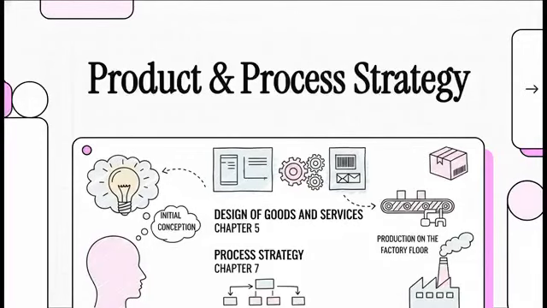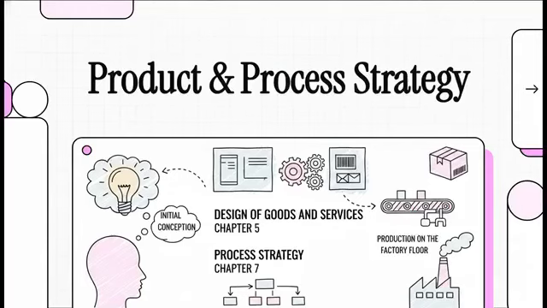We're about to trace the absolute wild journey of a product, from the moment it's just a tiny spark of an idea in someone's head, all the way to its full-blown production on the factory floor. Consider this a sneak peek into your upcoming operations management lectures, specifically diving into Chapter 5 on the design of goods and services and Chapter 7 on process strategy.